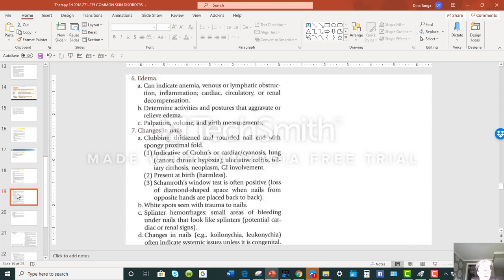White spots seen with trauma to nails. Splinter hemorrhages: small areas of bleeding under nails that look like splinters. Potential cardiac or renal signs. Changes in nails. There's another word that we don't know how to say.